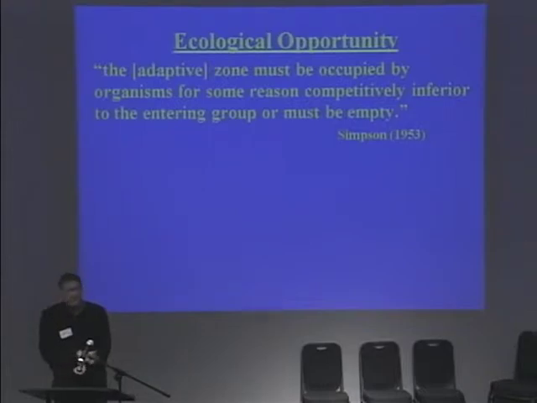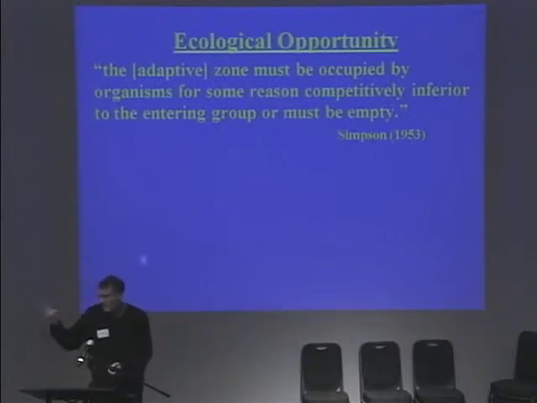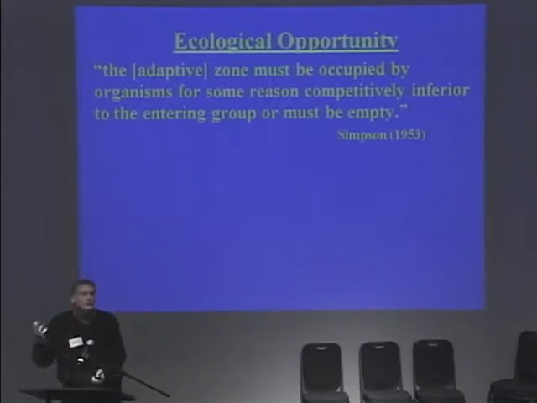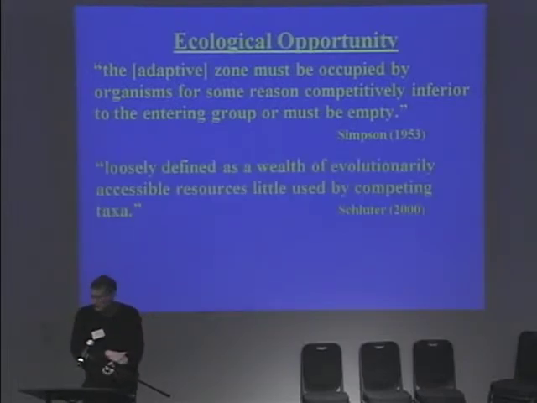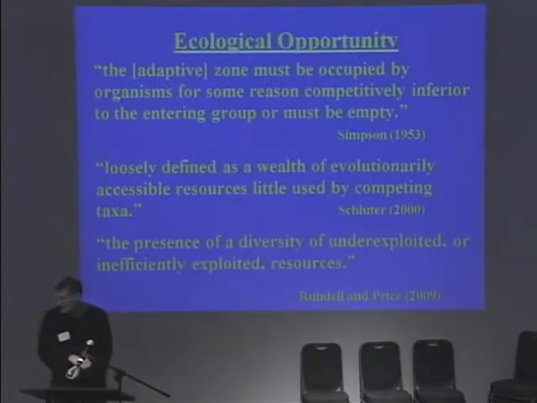Well, it was implicit in what Simpson was talking about 50 years ago when he said that an adaptive radiation resulted when a group entered an adaptive zone that was either occupied by organisms that were competitively inferior or was completely empty. Schluter had a similar definition. He said that ecological opportunity is loosely defined as a wealth of evolutionarily accessible resources little used by competing taxa. And yet another definition this year from Rundle and Price, more or less the same idea.